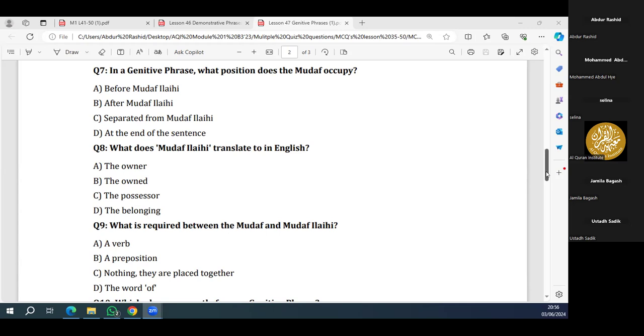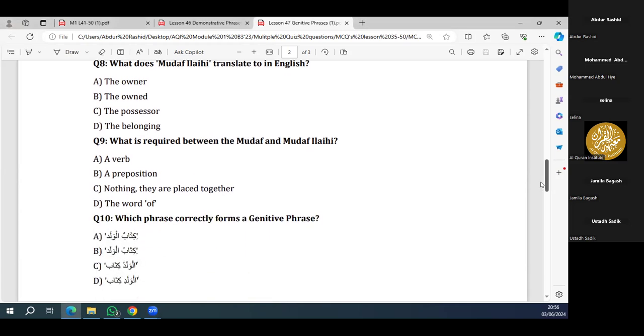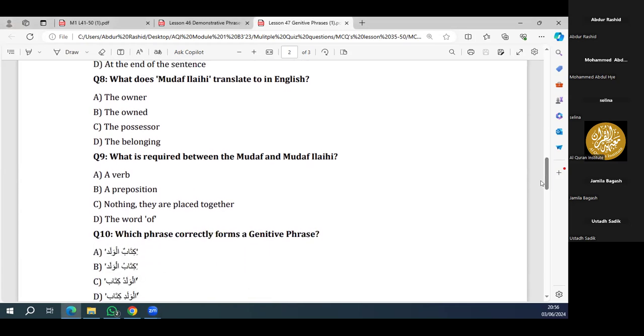Let's go to question 8, please. What does the mudaf ilayhi translate to in English? Remember the two components, mudaf and mudaf ilayhi. What does mudaf ilayhi translate to? Is it the owner, the owned, the possessor, the belonging?